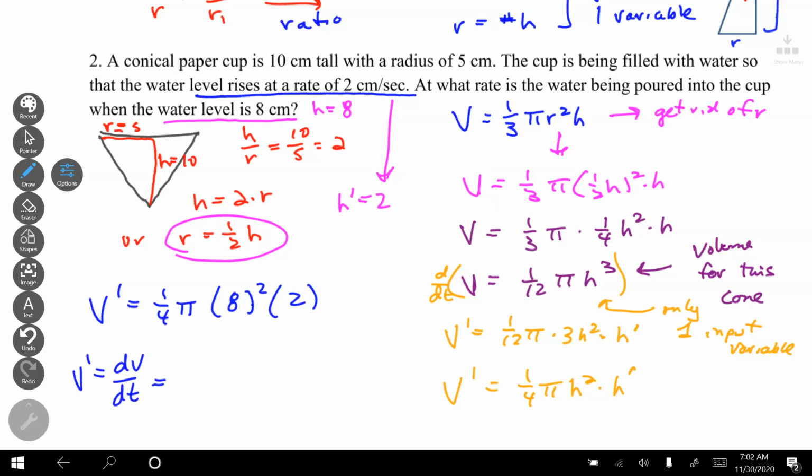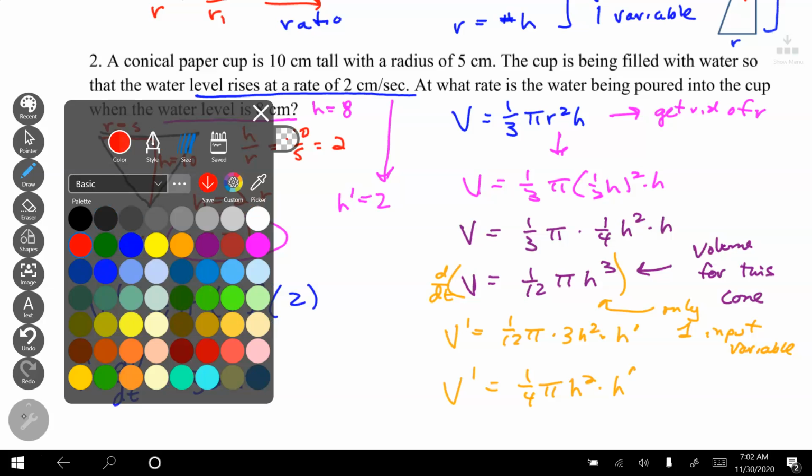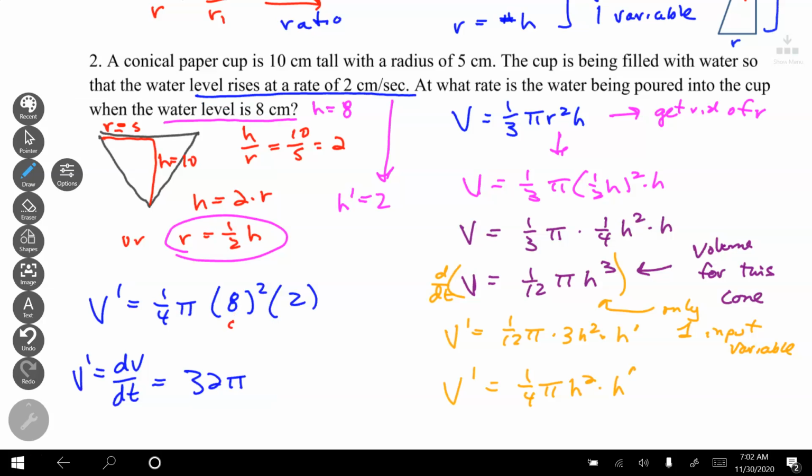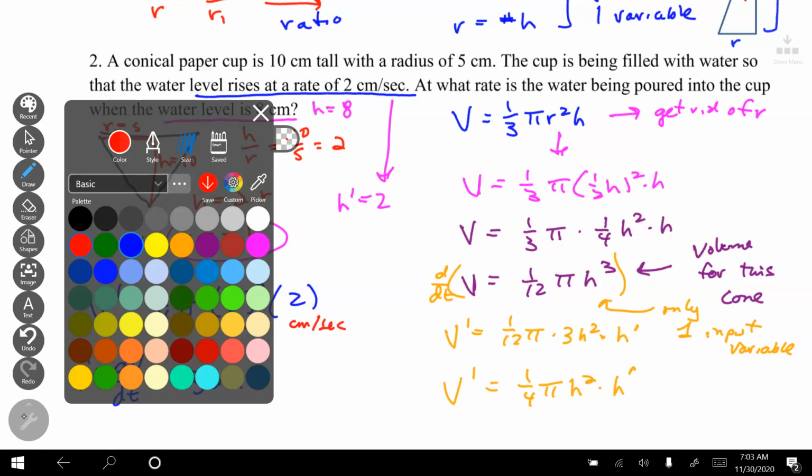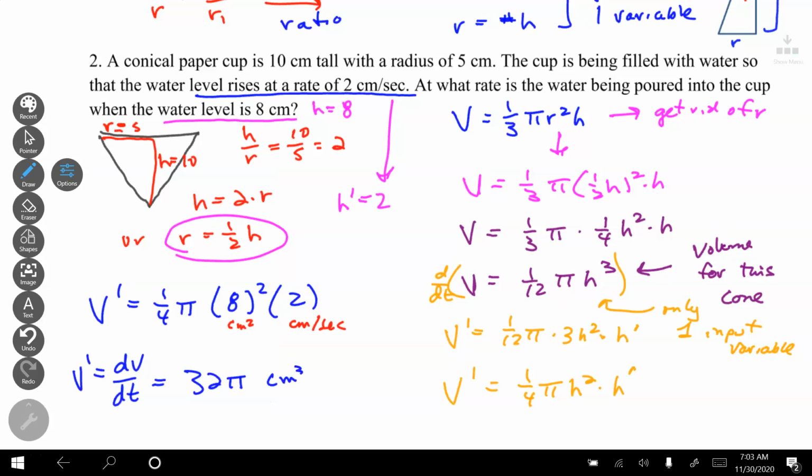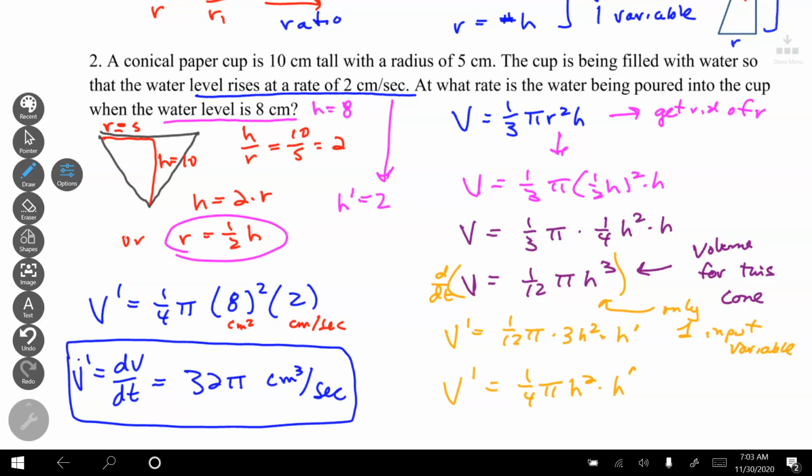Let's see, 64, 1/4 of that is 16, times 2. I get 32 pi. And let's see, my units. This was centimeters squared. This was centimeters per second. So my units are cubic centimeters per second. Remember, it's volume, it's three-dimensional. So at the moment when I have this paper cup, when the water level is at 8 centimeters and it's rising at 2 centimeters per second, the volume is changing at 32 pi cubic centimeters per second.